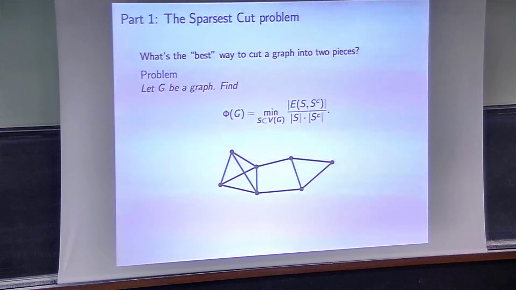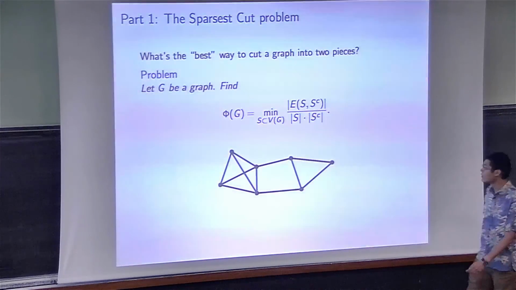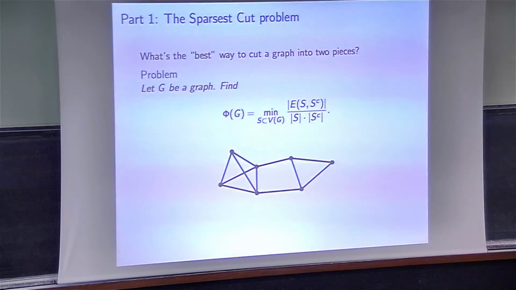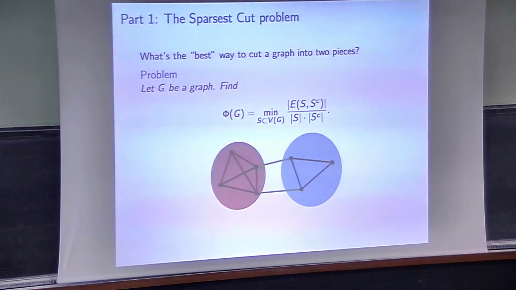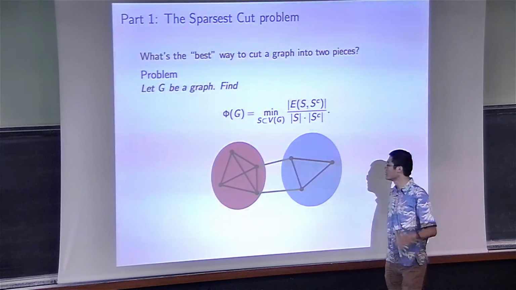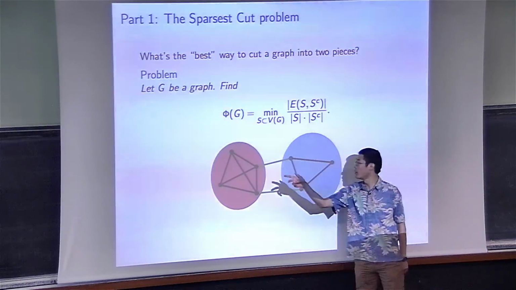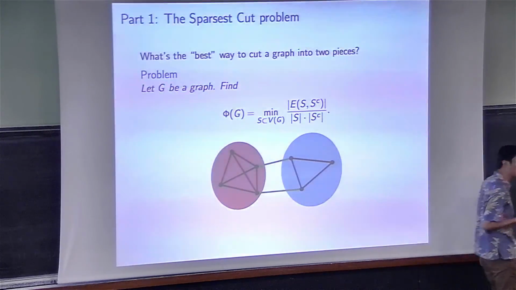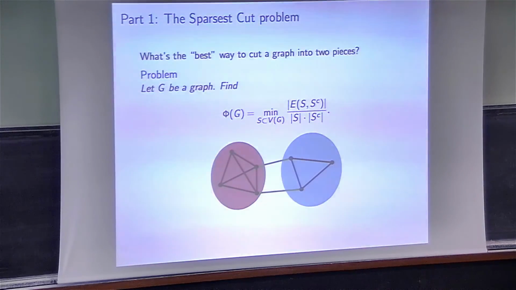So for instance, here we have a graph with 7 vertices. We've got a clique of 4 vertices and a clique of 3 vertices. What's the best way to cut this in half? What's the sparsest way to cut this in half? Well, we can take all the vertices in one clique and put them in S, and all the vertices in the other clique and put them in S complement. And then we've got 2 edges going across out of a possible 12 edges going across. And so we have a cut with sparsity 1/6.